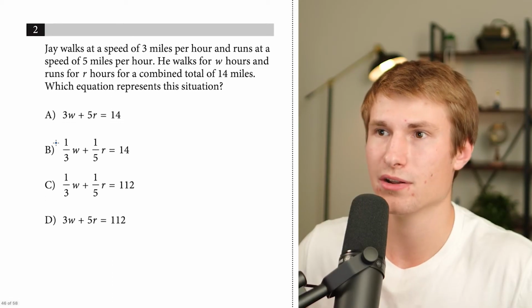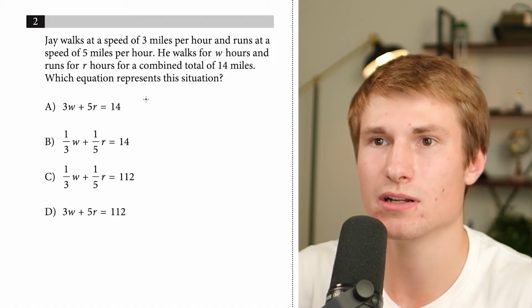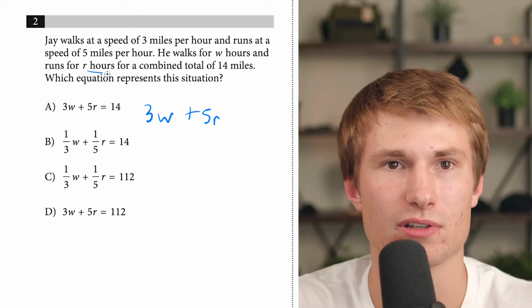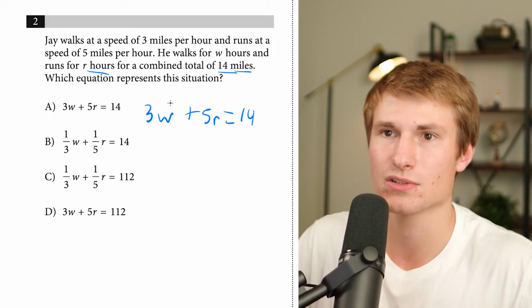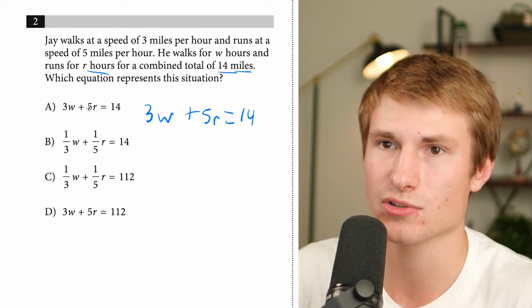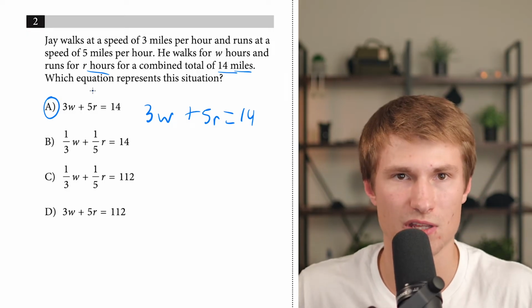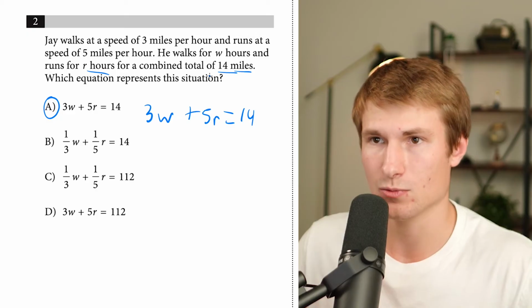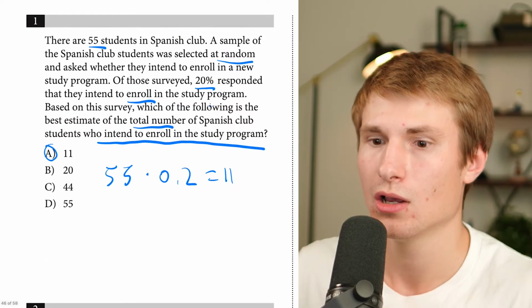Jay walks at a speed of 3 miles per hour and runs at a speed of 5 miles per hour. So 3W for walks plus 5R for runs. Walks for W hours, runs for R hours for a combined total of 14 miles. So equals 14 miles. Which equation represents the situation? This one's super simple. 3W plus 5R equals 14. Okay, so the rate, 3 miles per hour times the amount of hours that he's walking, and then same thing for running. Okay, moving on to question number 3.